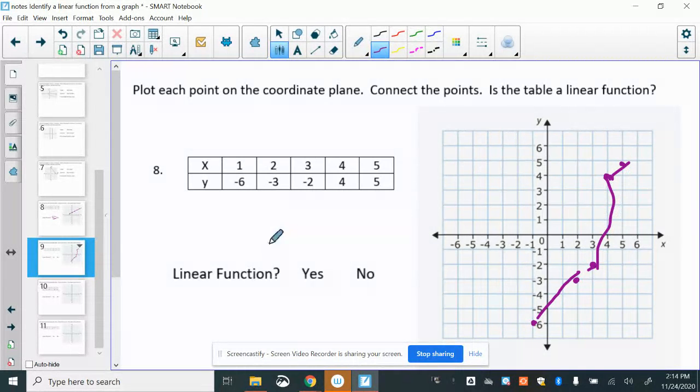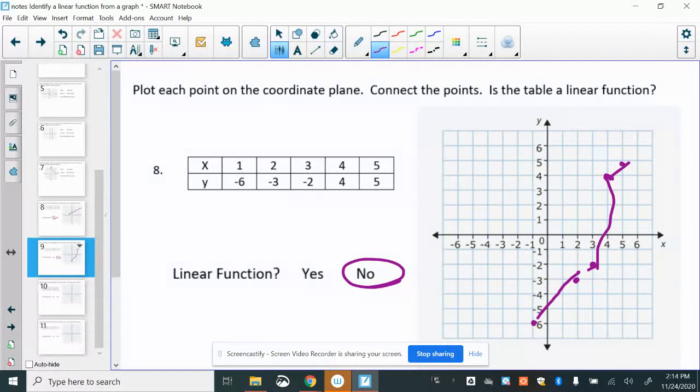I can see I don't have a straight line. So is this a linear function? The answer here is no. It's a function. It will pass the vertical line test. It's just not linear because it's not a perfectly straight line. There are segments that are straight, but the actual line itself is not straight.